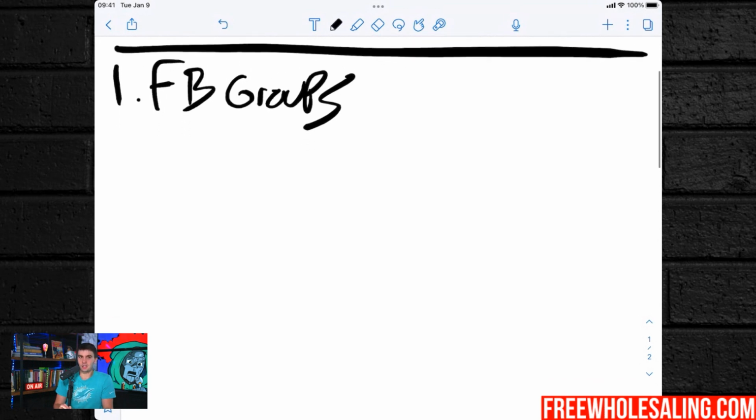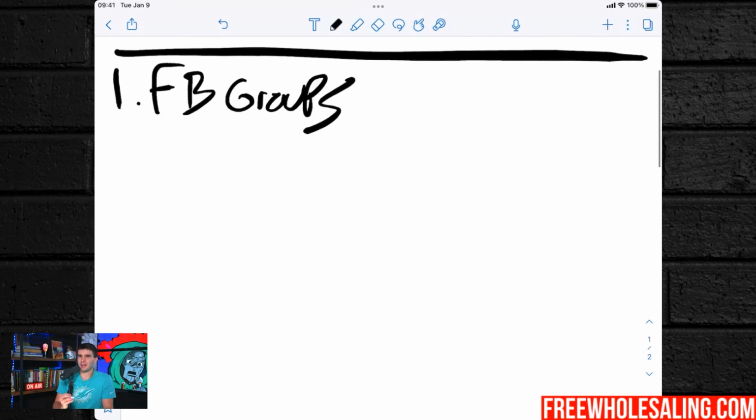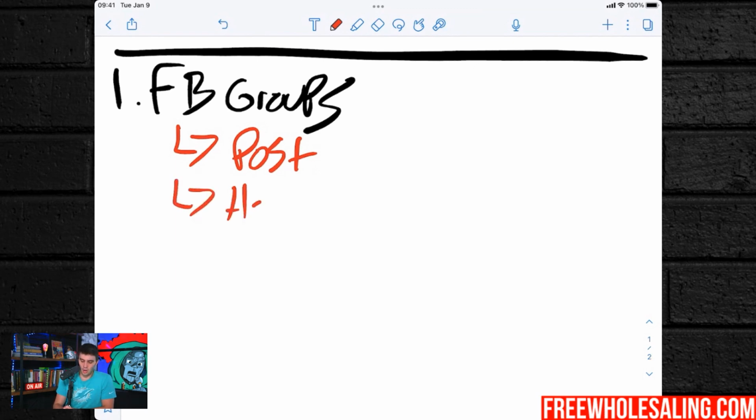There's actually 2 ways to do Facebook groups. They're both free, but they're both a little different. You guys got to understand. We'll make this one red so we can see the subsections. You can post in Facebook investing groups to find cash buyers. So, hey, are there any cash buyers in this group, and we have deals we're trying to sell, right? And then number 2 is what we call harvest.